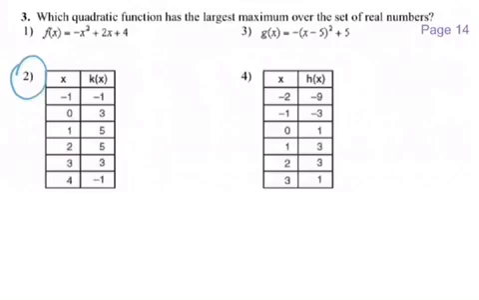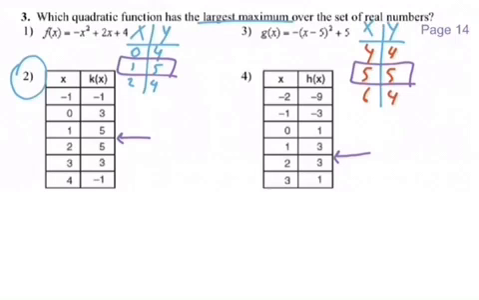If they're looking for the largest maximum value, they're looking for the largest y value, meaning you need to make a table of values for your f of x for choice 1 and for your g of x for your choice 3. Pause your video and fill those in now. When you copy down the tables for choice 1 and 3, you're going to notice that the vertex for choice 1 is 1, 5, and for choice 3 is 5, 5.